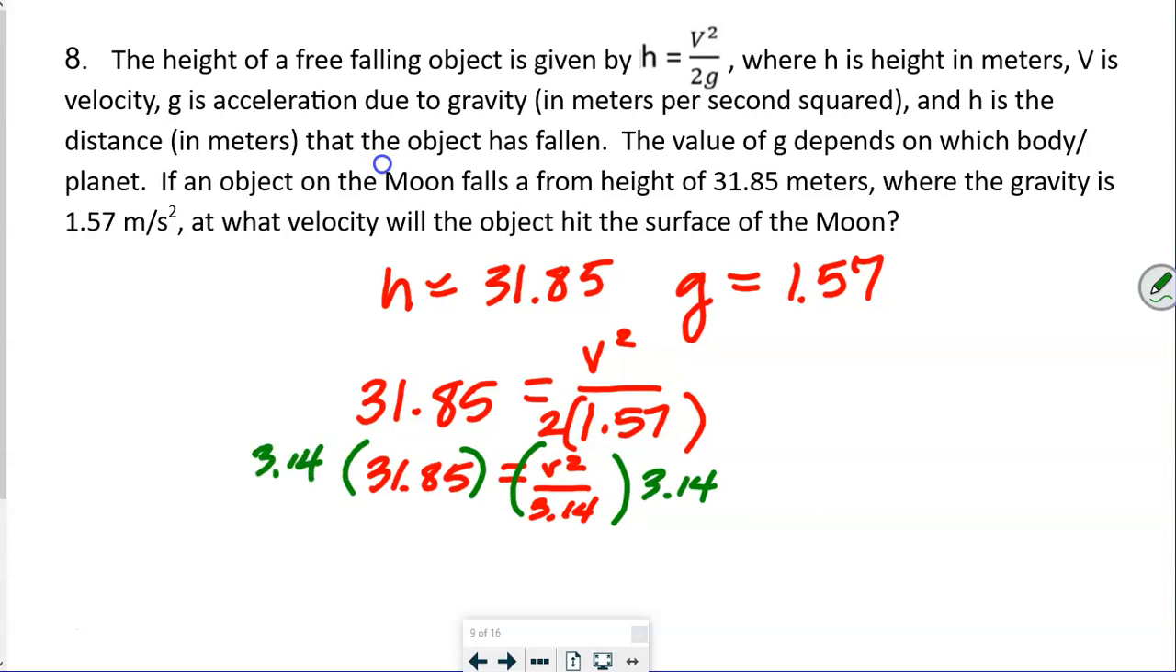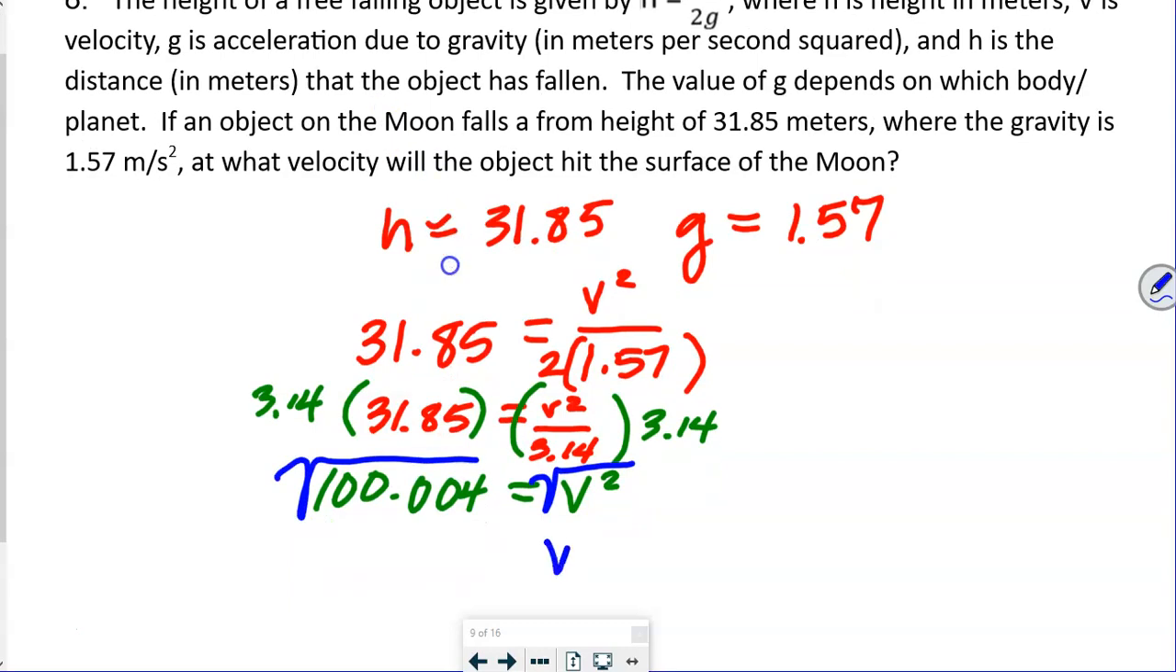So that's going to give us 100.004, something like that. So basically, essentially 100, y'all. And that's equal to v squared. So how do we get rid of the v squared? We take the square root, right? So we're going to take the square root of both sides here. And we're going to see that v is equal to basically 10. And these are 10 meters, okay?